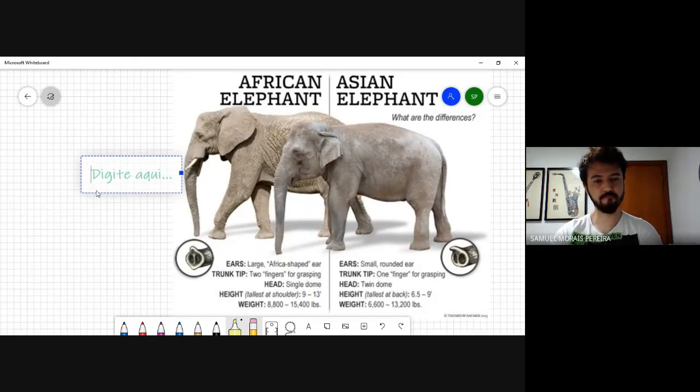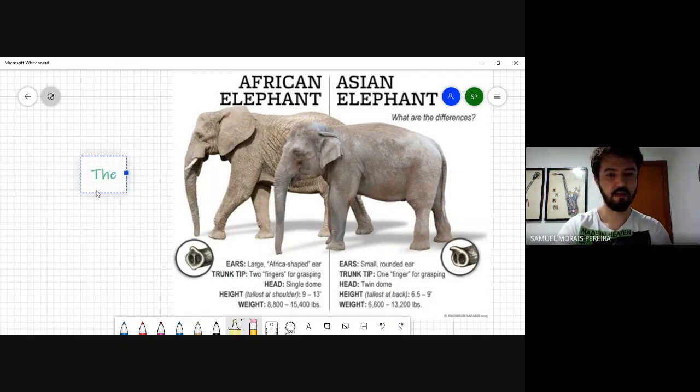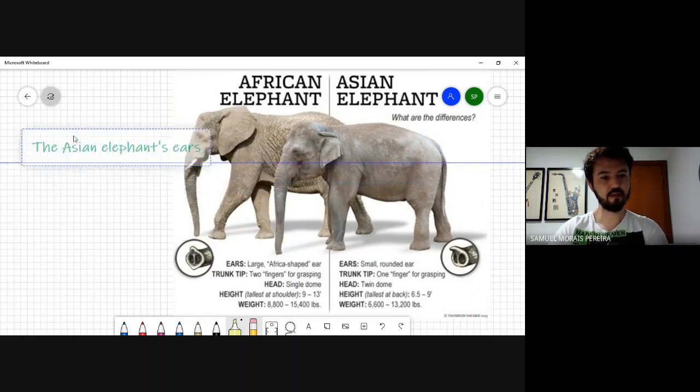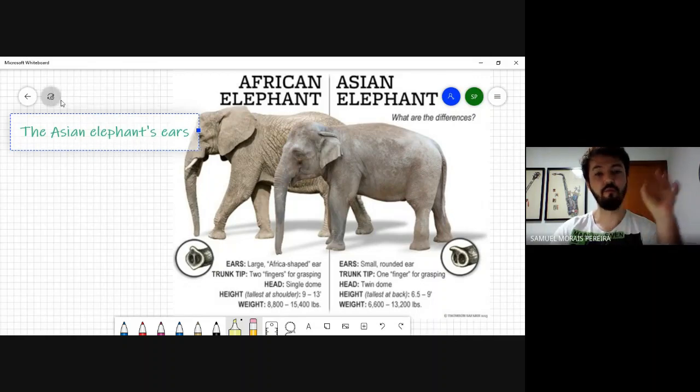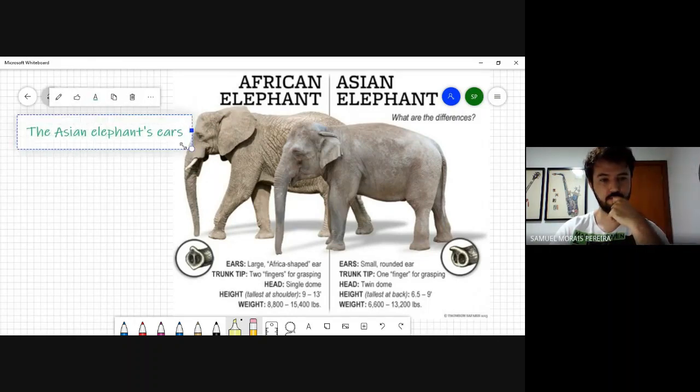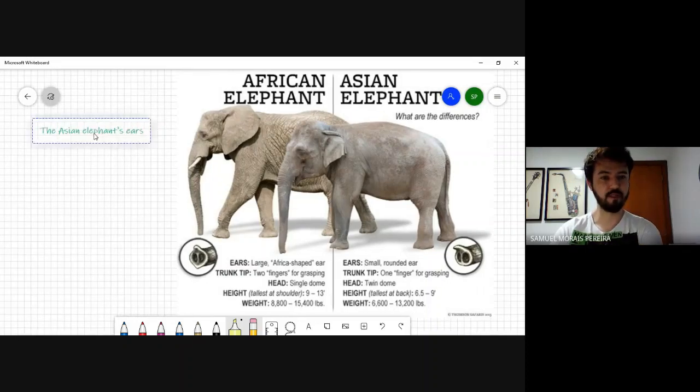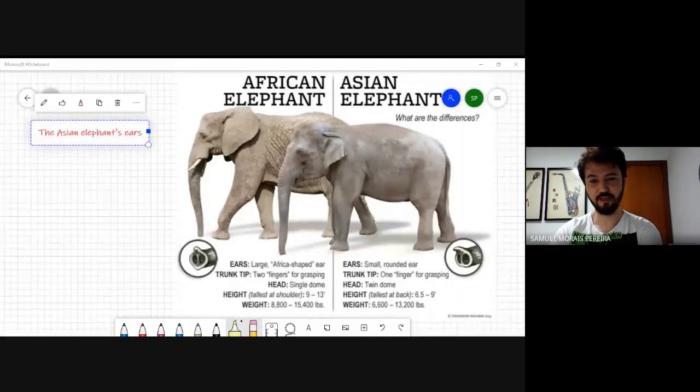Any volunteer? Ó, eu vou começar a frase. The Asian elephant, aí eu ponho apóstrofe S, ears. Então, the Asian elephant's ears, as orelhas do elefante asiático são menores que as orelhas do elefante africano. Any volunteer to finish my sentence? E aí, alguém se voluntaria? No? Are you there, guys? Vocês estão aí? Então, né? Deixa eu pegar aqui alguém.